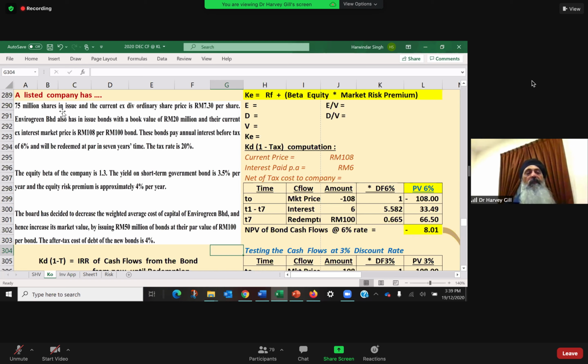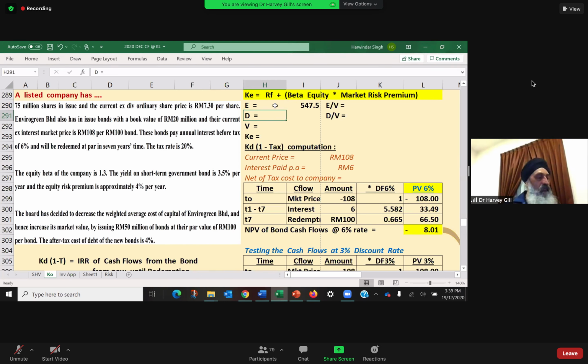All right, 75 million shares in issue. Current ex-div ordinary share price is 730. So I think equity will be equal to 7.3 multiplied by 75 million. So answer in million would be RM 547.5. This is RM millions equity.